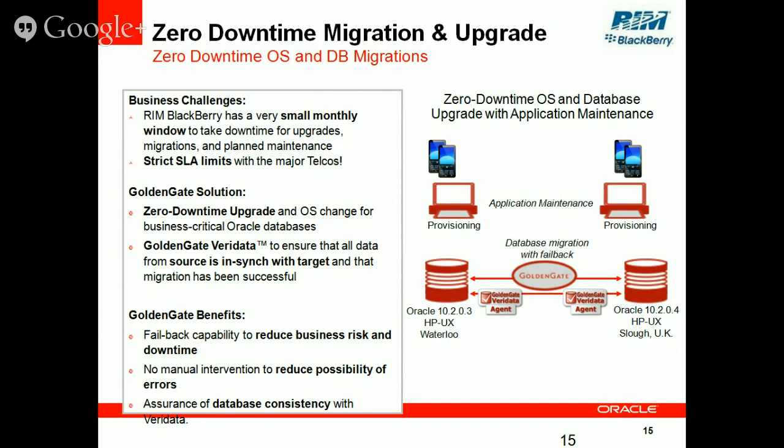Then GoldenGate benefits. GoldenGate has failback capability to reduce business risk and downtime. No manual intervention, to reduce the possibility of errors, and it assures data consistency between two different databases.